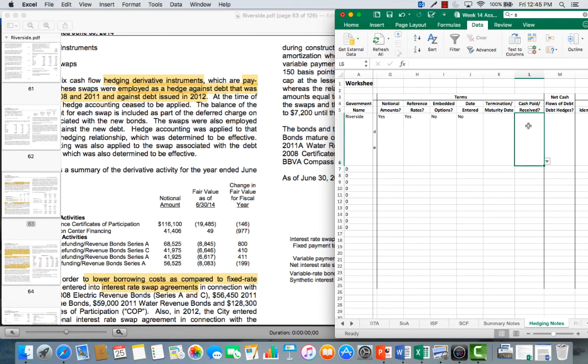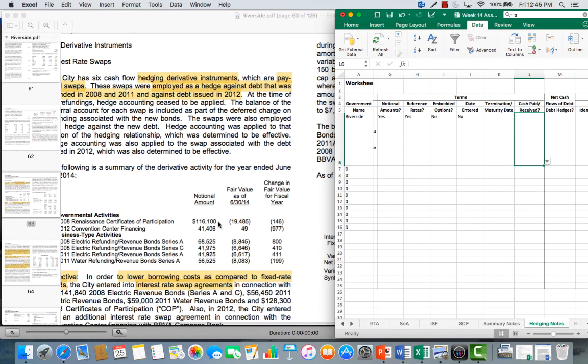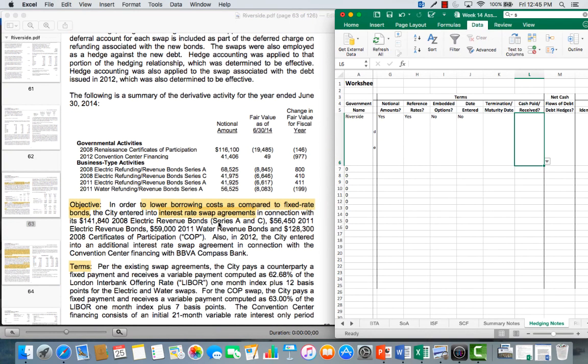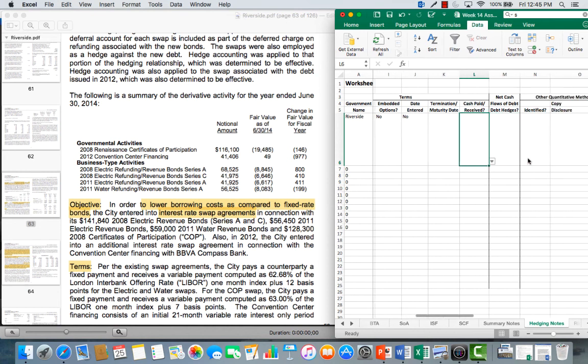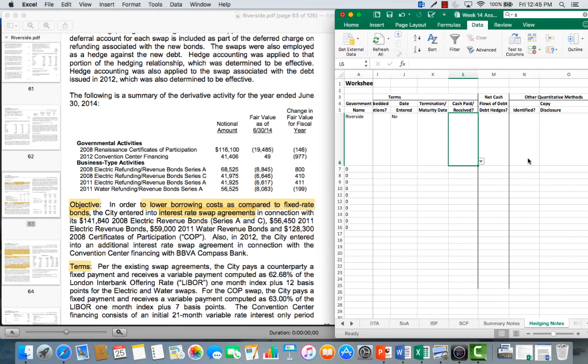Cash paid and received. There was no cash paid or received as a part of any of these deals up front, and so the disclosure here ought to be no. And again, I'm having some trouble here, but I promise I will have that fixed before you look at this. But we should be clicking no here.